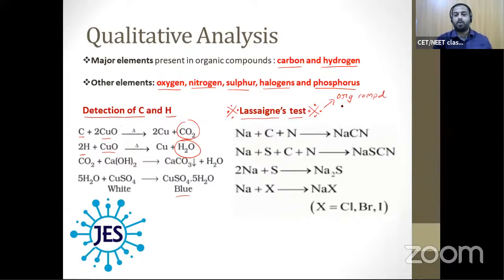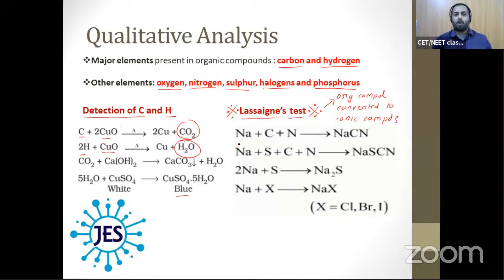Please note, the organic compound is converted to ionic compounds, and ionic compounds react fast because these are reactions of ions. Ions will be charged, right? Charged species are highly reactive. Therefore the reaction is fast. So you convert an organic compound into ionic compounds fast, and carry out tests for those ions. If you show the presence of those ions, then you're indirectly proving the presence of these atoms.